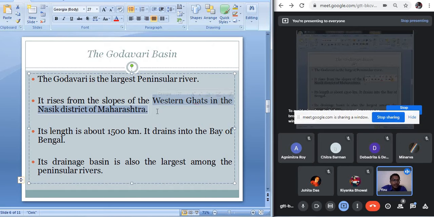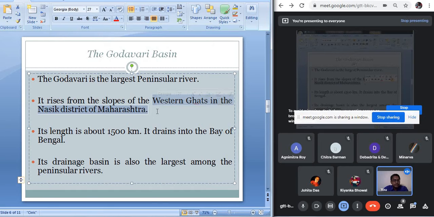So you can see here that Maharashtra is the state which is located in the coastal areas of the Arabian Sea. But though it rises in the state of Maharashtra, it drains its water in the Bay of Bengal. Why does it not drain its water in the Arabian Sea, though the Arabian Sea is very near to it? Because the general slope of the land from where the river originates is towards the east, and that is why the river flows towards the east and drains its water in the Bay of Bengal. The river Godavari is the largest river, as I said.